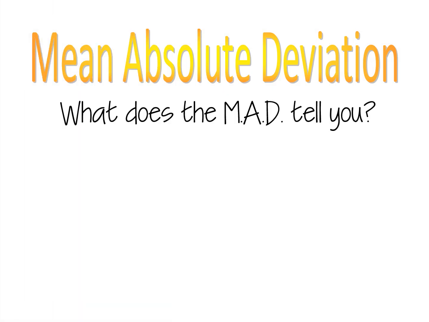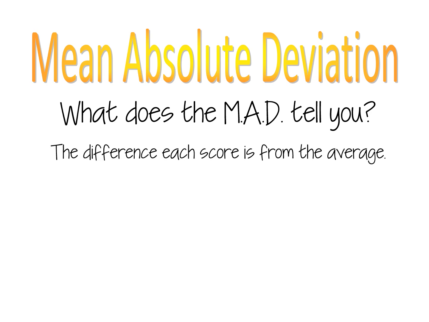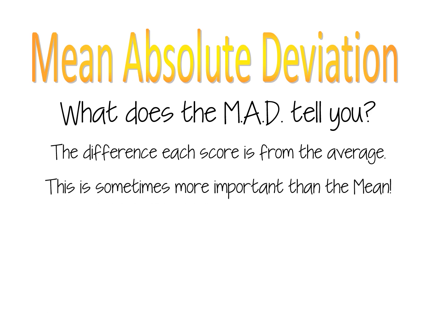All right, some general information about what the MAD tells us. This is good information. What it's telling us is how far is each score from the average. It's great when you come into class and hear that the class had a high average, but what you really want to know is what the MAD is. How far was everyone from the average? This can even be more important than just the average in general.